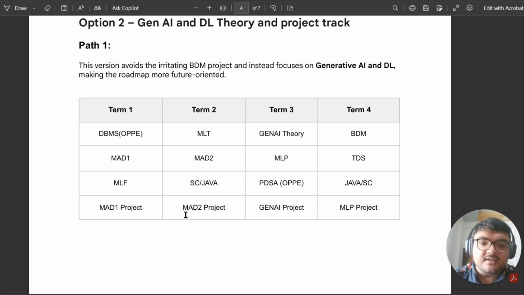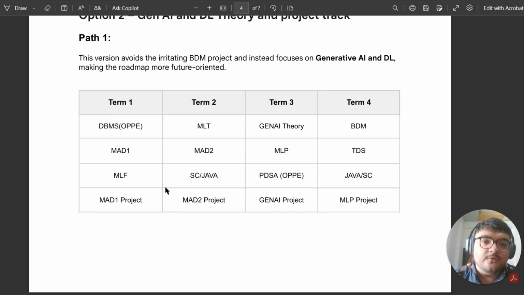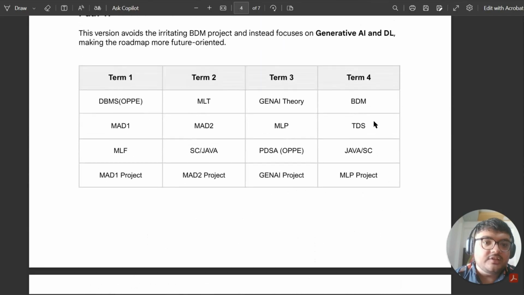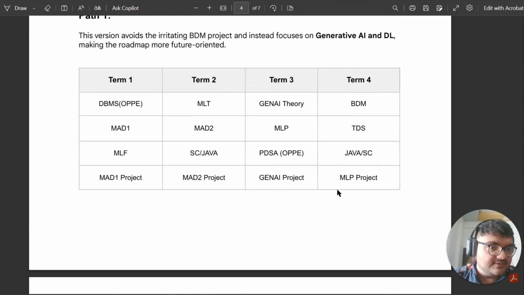Because I can't shift MAD2. In the future, I can't shift MAD2. I need to do it in this term. If I shift it, I can't do any project in term 2, right? And as I said, you will need to do projects in any one term. There will be two projects. So that's why I created this combination. So, as I said, exchange this. Take the MLP project together.